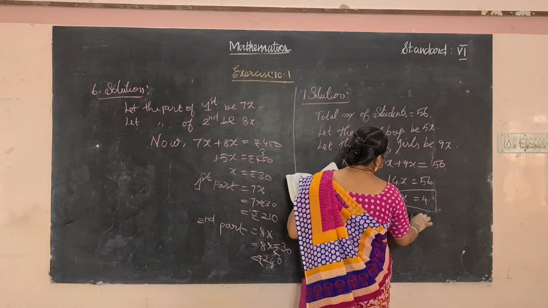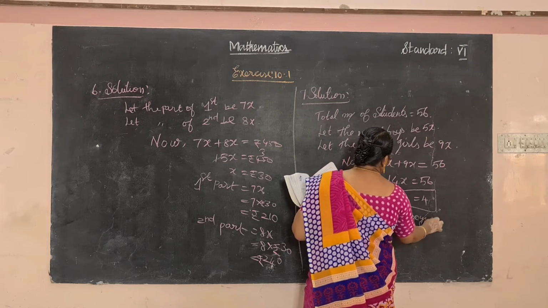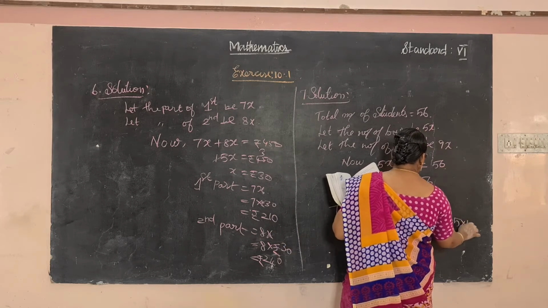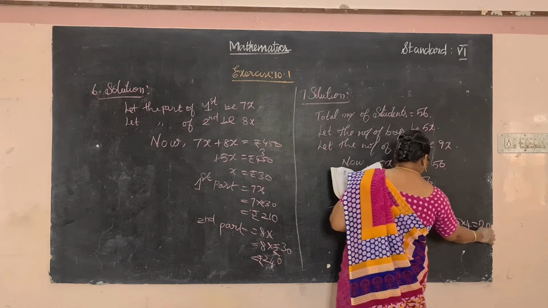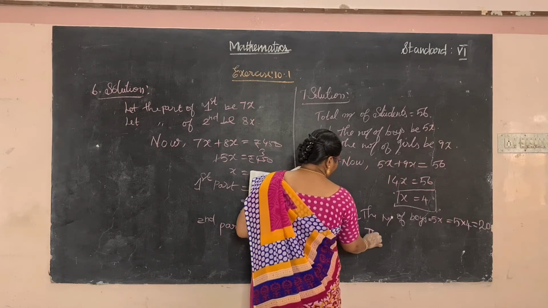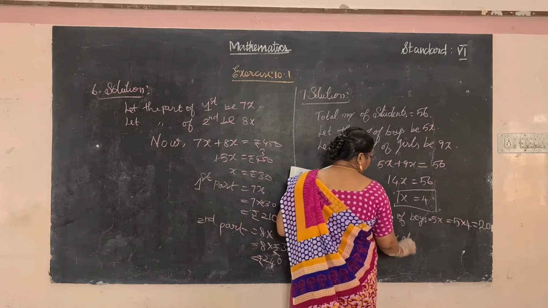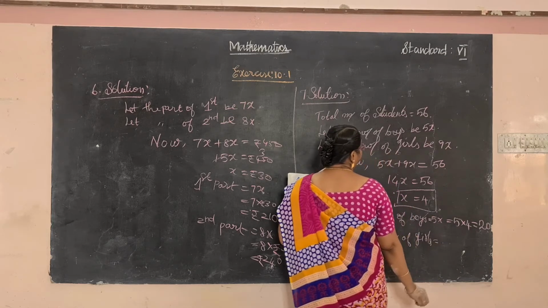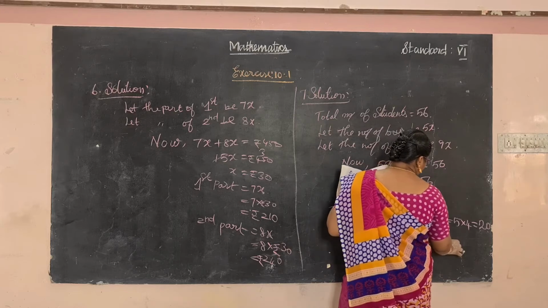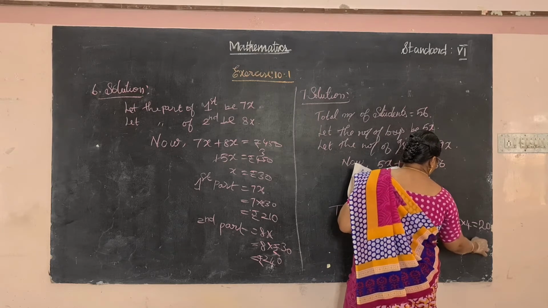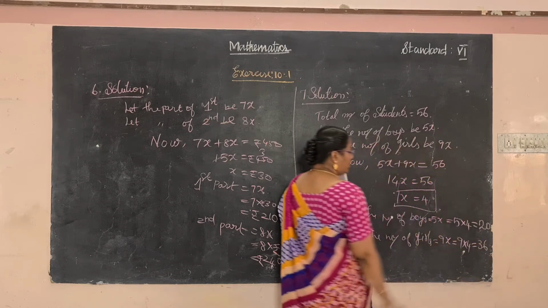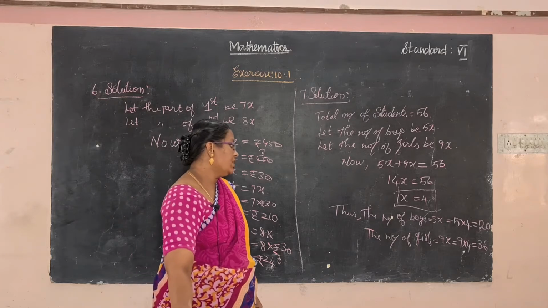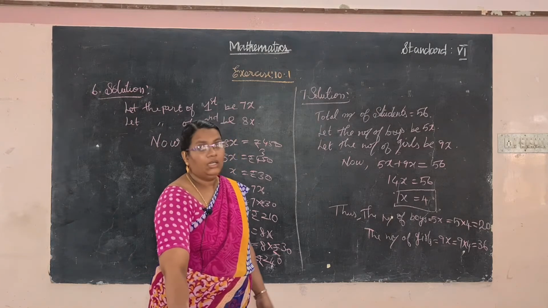Now we have calculated x equal to 4. Thus the number of boys is equal to 5x, which is 5 into 4, 20. Okay, the number of girls is equal to 9x, so 9 into 4, 36. So in total there are 20 boys and 36 girls in that class.